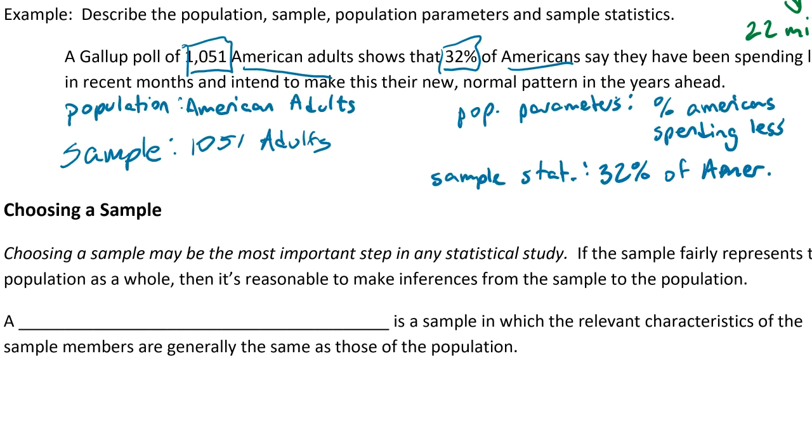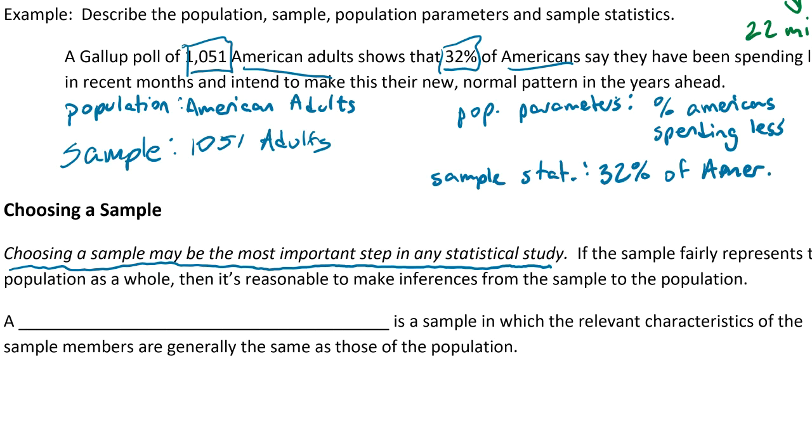So make sure you pay really close attention to this first sentence. Choosing a sample may be the most important step in any statistical study. All right? If the sample fairly represents the population as a whole, then it's reasonable to make inferences from the sample to the population. So essentially, that means if you choose a small sample of people that represent the whole group really well, then whatever you see about that smaller group, you can probably infer that the larger group does the same thing, right? Or at least the same percentages do.